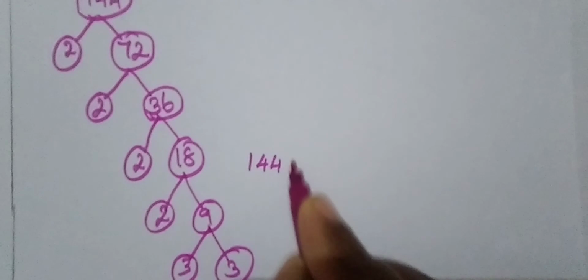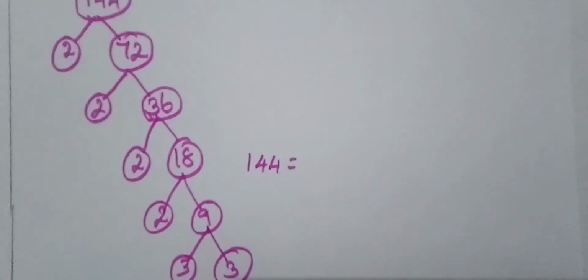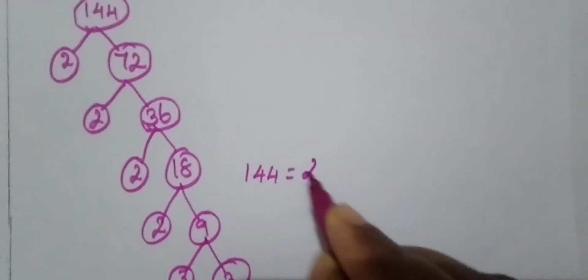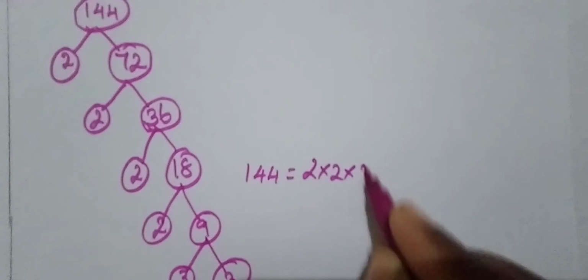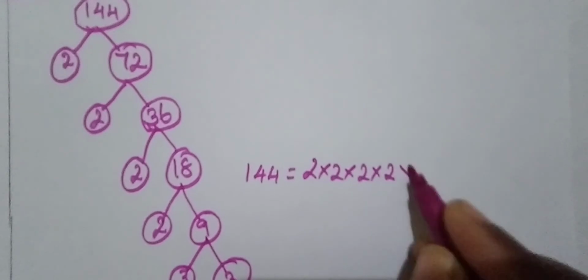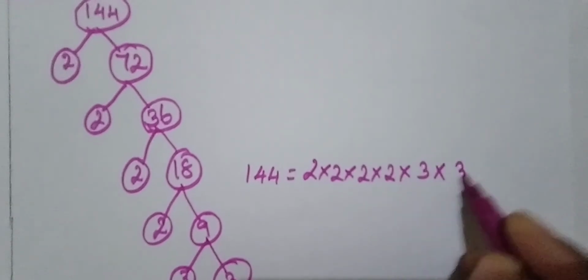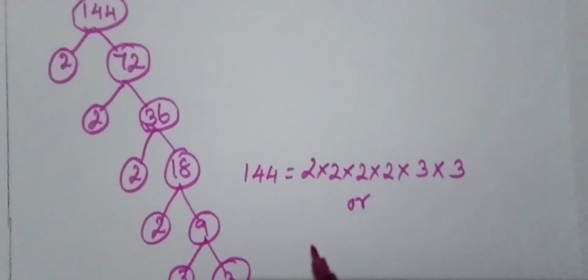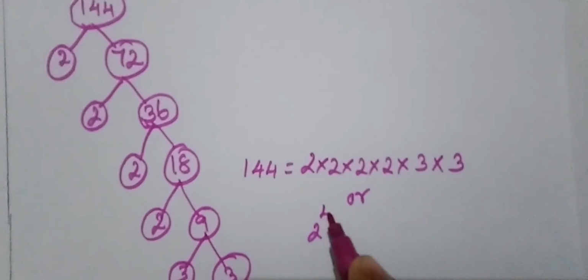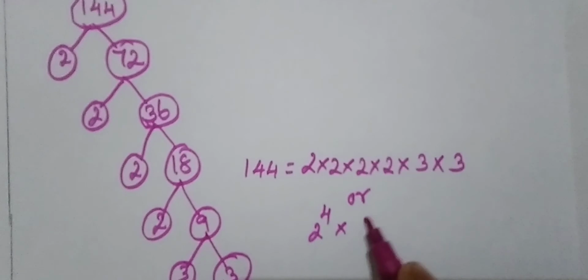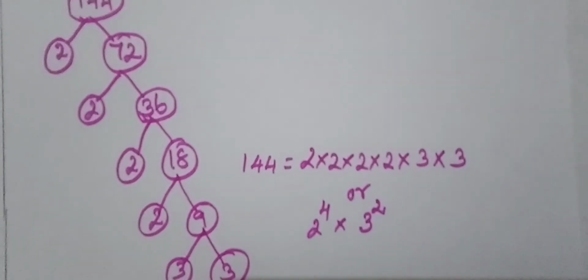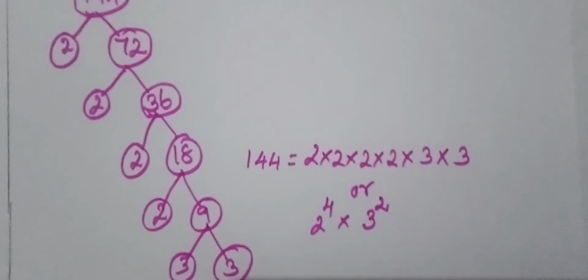So the factors of 144 is equal to 4 times 2 and 2 times 3. So 2 into 2 into 2 into 2 into 3 into 3, or you can write it as 4 times of 2 into 2 times of 3. Is it clear, children? Yes.